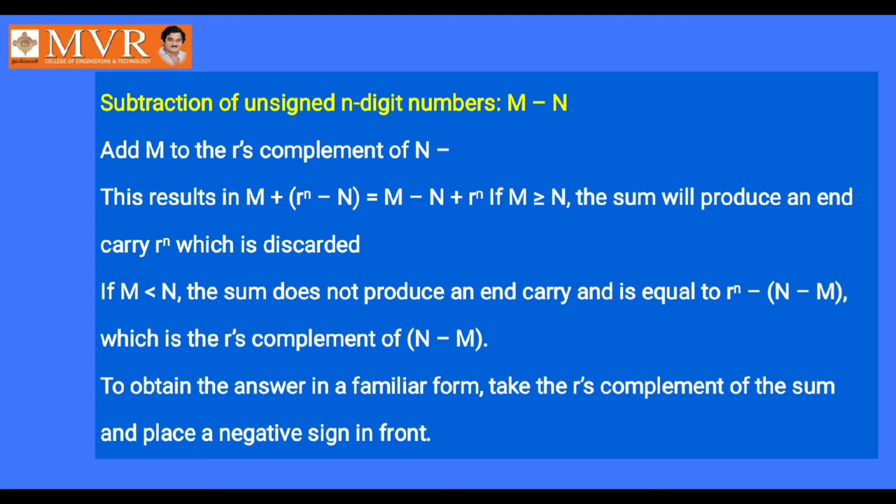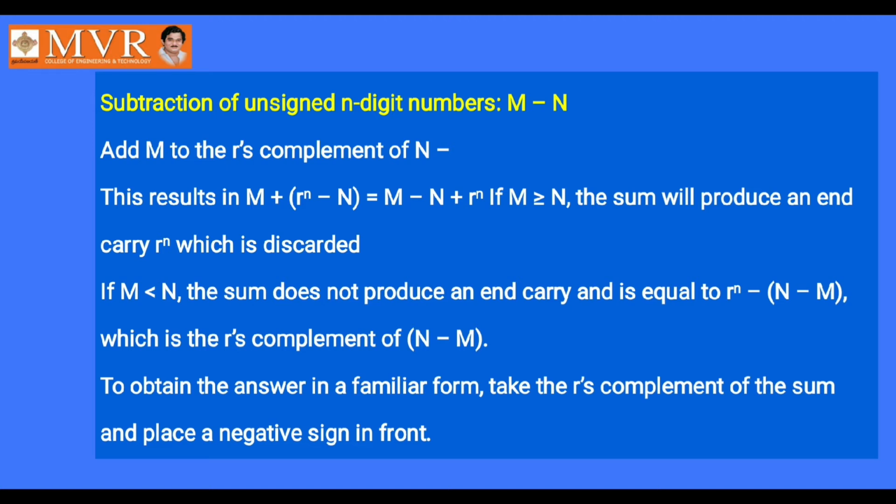So just see the subtraction of unsigned n digit numbers, that is M minus N. Definitely you know very well that you need 2 values for subtraction, M and N. So how do you perform this M minus N using the complements method? You see in the second line, add M to the R's complement of N. Because there is no concept of subtraction in computers, we are using addition. So you have to calculate the R's complement of N.